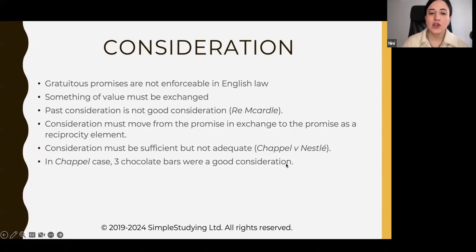In Chappell's case, three chocolate bars were a good consideration. So as you can see, it does not have to be even economic value, just something that has some kind of value. It doesn't have to be money.